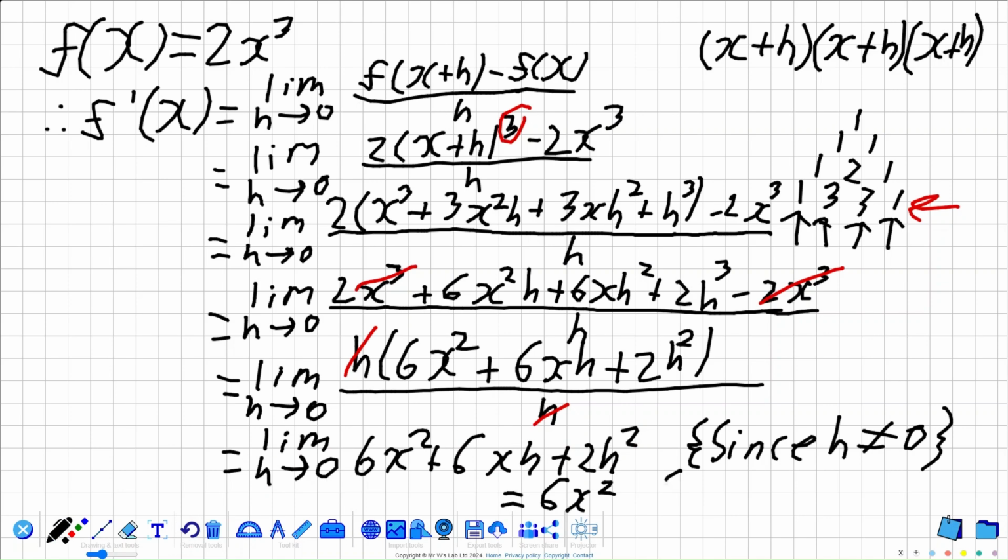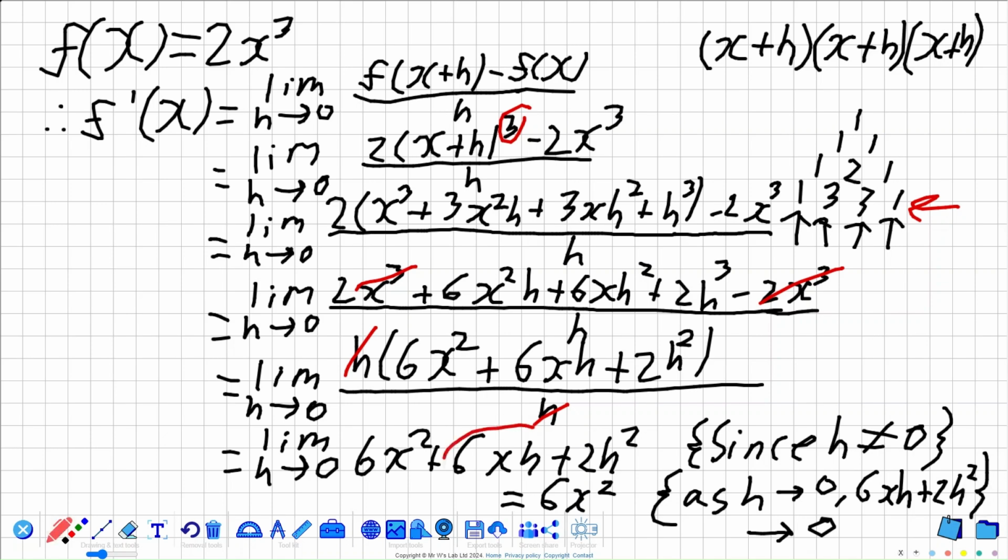And so what I can actually state here is that as h is approaching 0, 6xh plus 2h squared also approach 0. So that fits in nicely. What we're saying is these two values here both approach 0. So they're not 0 exactly, but they approach 0. And so then we can say that the derivative for f of x is just 6x squared.